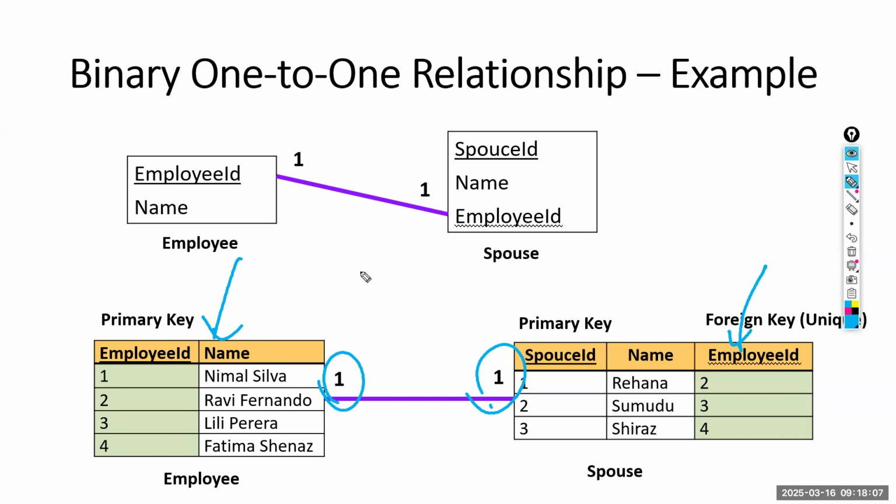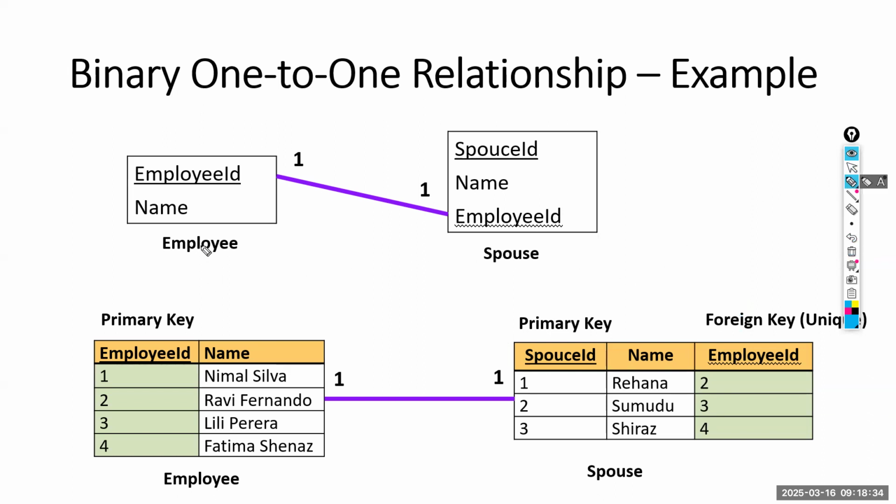Can anyone tell me to which table do we add the foreign key? Or is it random? If anyone has read the notes before the class, you should have the answer. Right. No one.